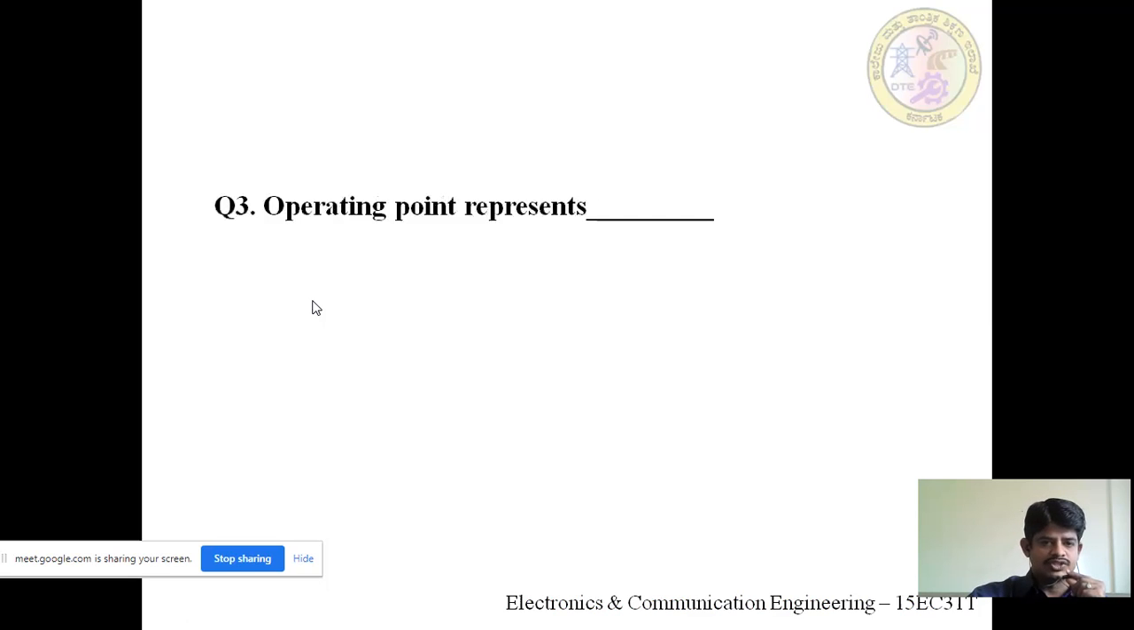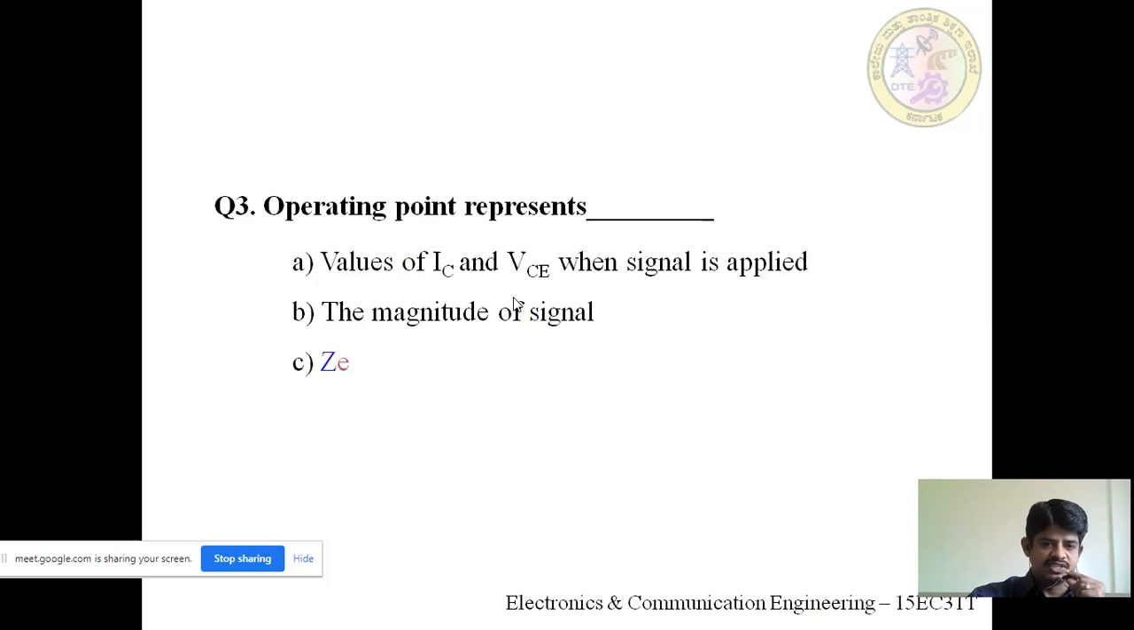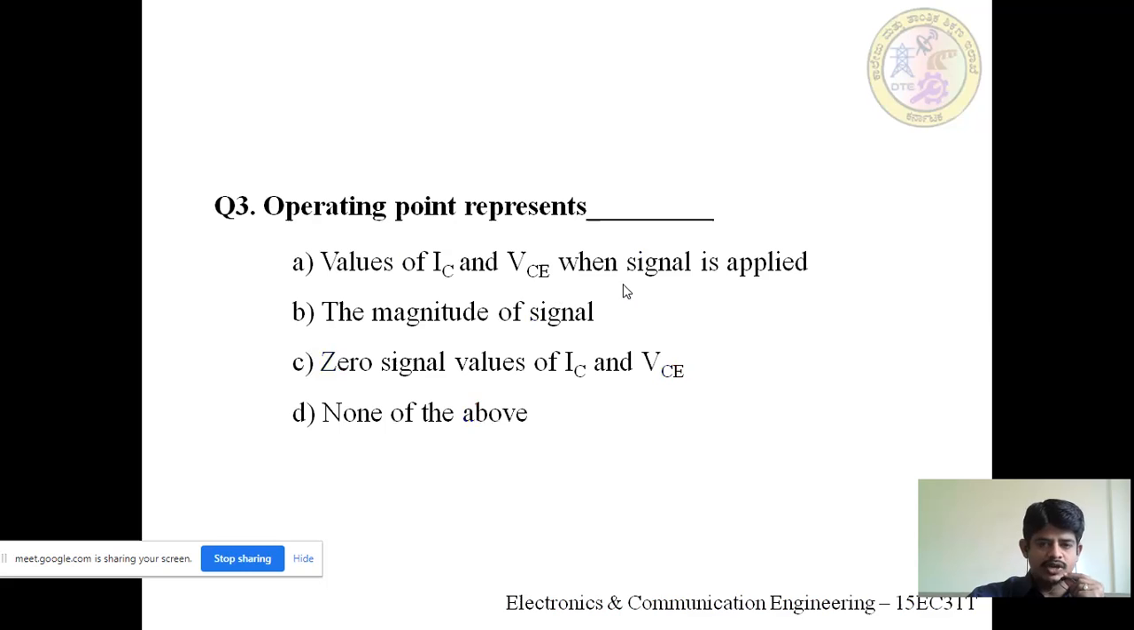Next, coming to the third question, operating point represents. I already told you, operating point is set by applying the DC signal, which sets two points. One is the collector current, one more is the output voltage. Okay, let's go with the options. Values of IC and VC, meaning output current and output voltage when signal is applied. This is one option. The magnitude of the signal, zero signal values of IC and VC, none of the above. Which one is the correct answer?